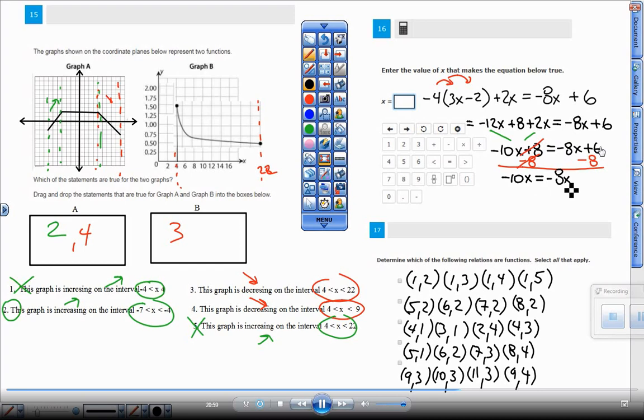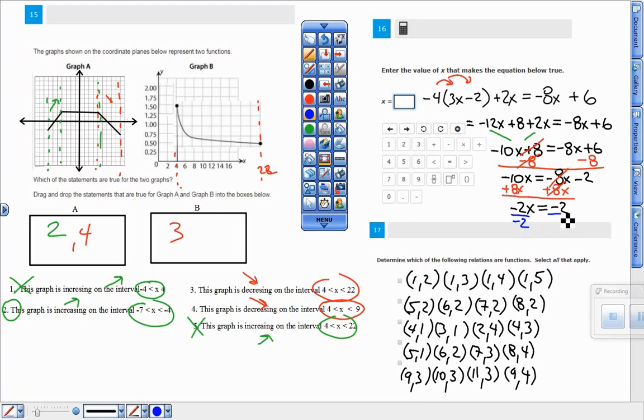6 minus 8 is -2. Stay on this side. Add 8x, plus 8x, plus 8x gives me -2x equal to -2. Divide both sides by -2, and that gives me x equals +1.